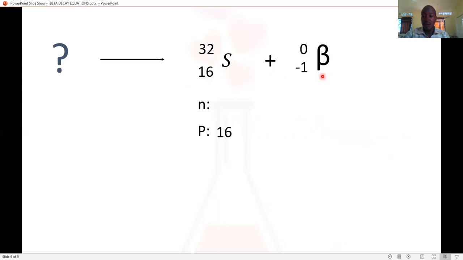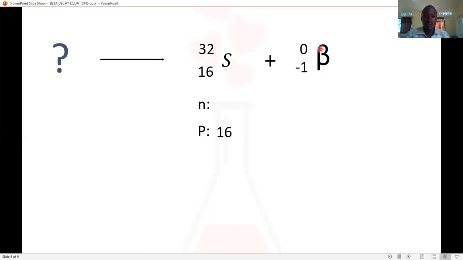So they can either put here an 8 to represent an electron, or they can use this very symbol, the Greek letter beta. So in this case, we have sulfur and beta. So we want to identify the substance that underwent this kind of decay.